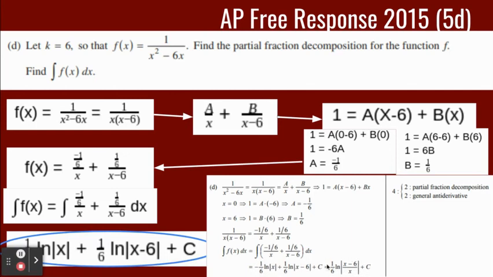And they would not take a point off for simplifying it like that. We can just leave it as is right here. It's the same exact thing. And for an FRQ, they will not take a point off for that.